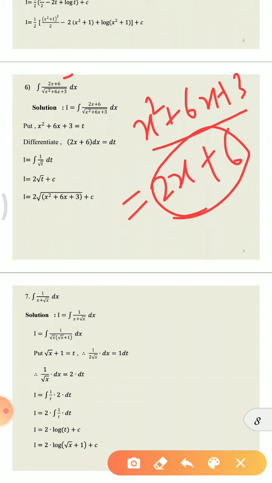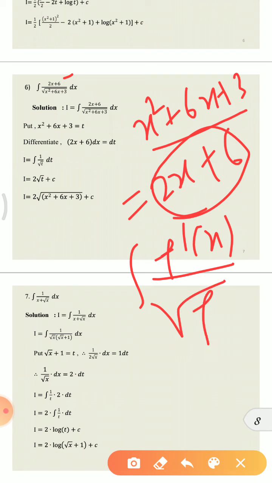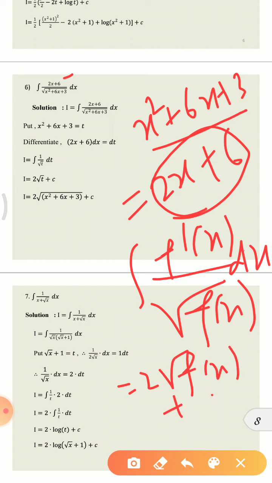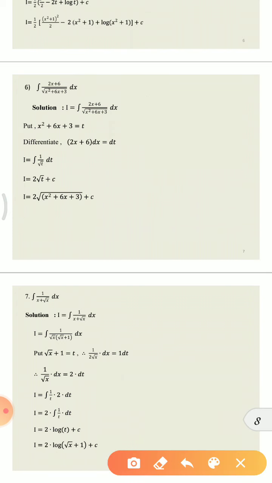That means f'(x), we have to apply the formula: integration of f'(x) upon under root of f(x) dx is 2 root f(x) + c. We have to apply it directly and we get the answer. This one is direct. The next method is using substitution, because the root is not found directly, given the numerator term here.